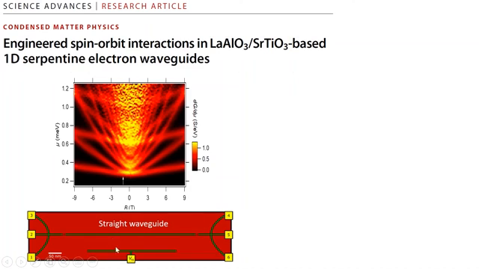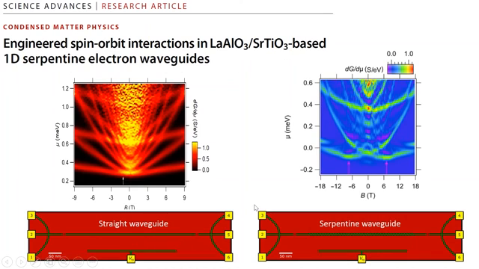So the question is, what happens when you take this waveguide and you make it wiggle? You make it serpentine. Well, it turns out, now this is a different color because this is a different paper.